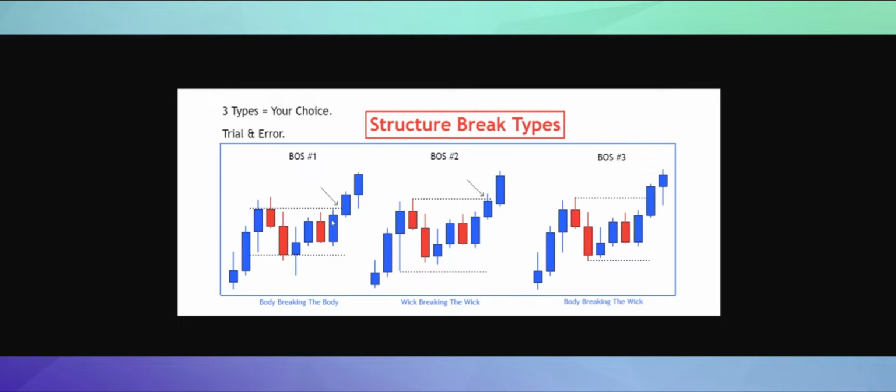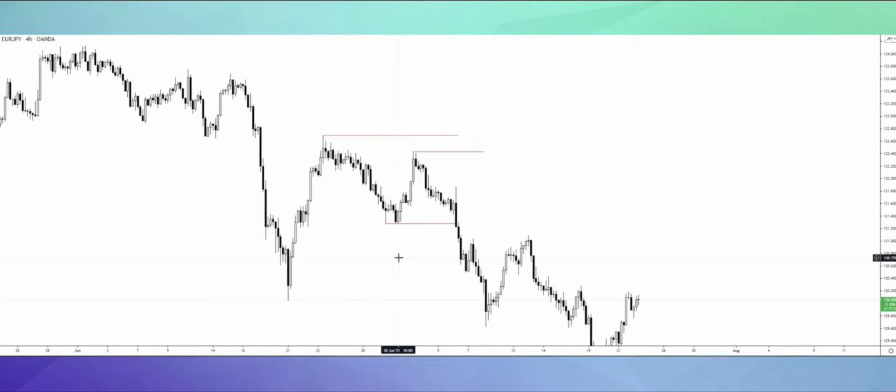Body breaking the body is all it is. As you can see, a candle, as we know, has a wick and a body. So in order for price to break structure, to be a valid break of structure, price will break above and close above the previous candle body. If we just take an example and see what happens.